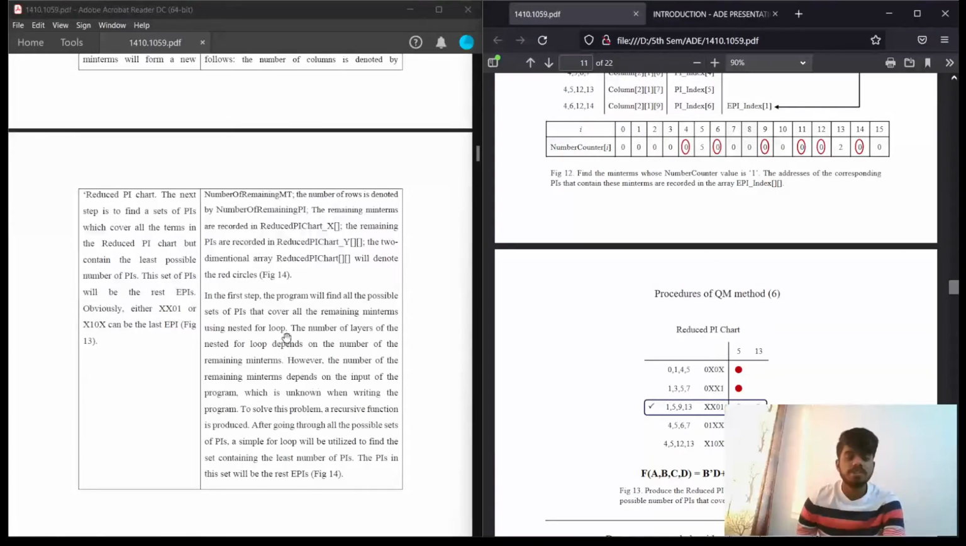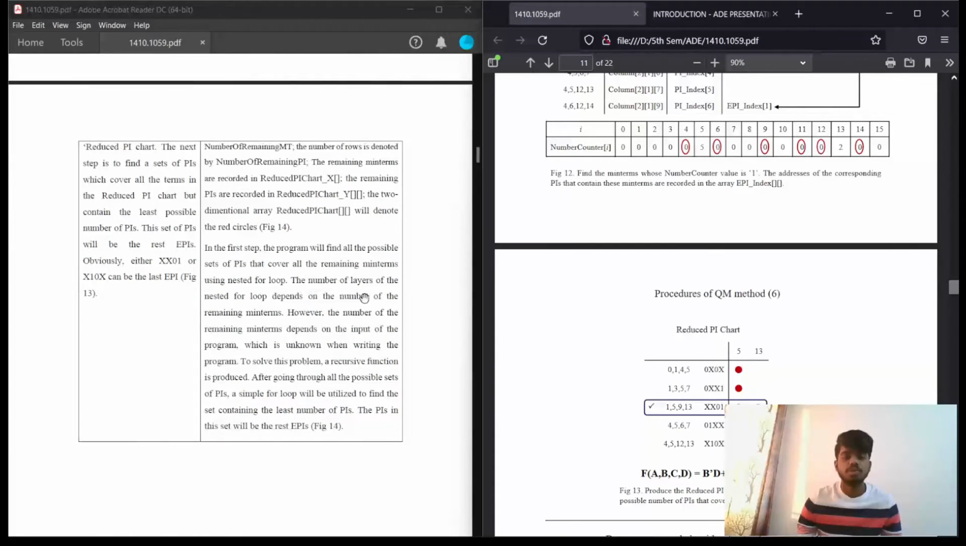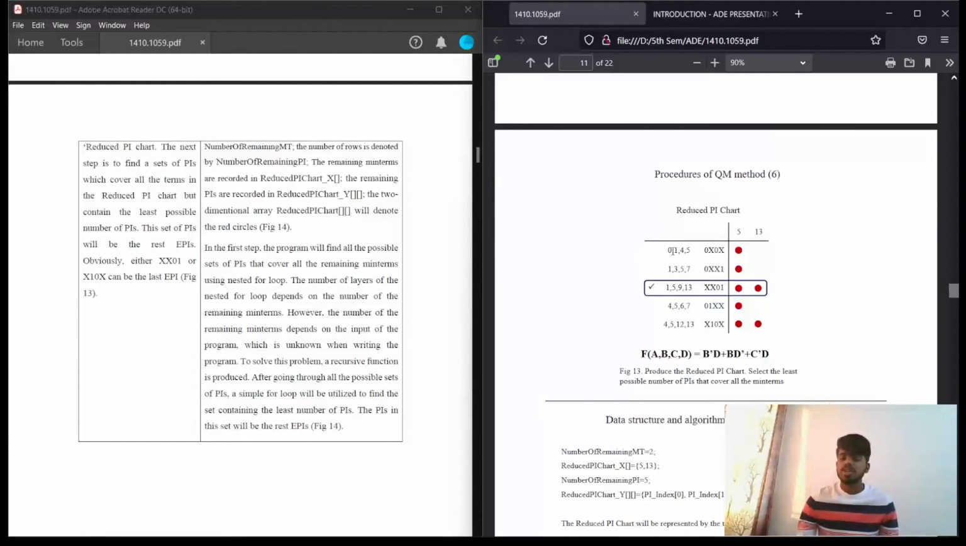In the first step, the program will find all possible sets of PIs that cover the remaining min terms using a nested for loop. It calls a nested for loop and checks repeatedly, until a particular condition is satisfied, until the particular argument is satisfied, and finally it comes to a conclusive value. So that's the way the nested for loop is called. The number of layers of nested for loop depends on the number of remaining min terms. However many min terms are remaining, that many nested for loops we call.